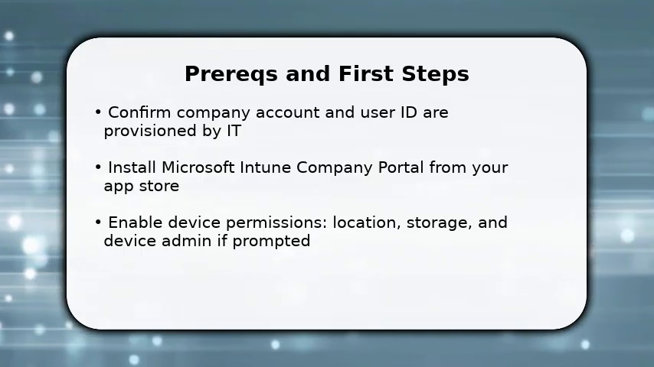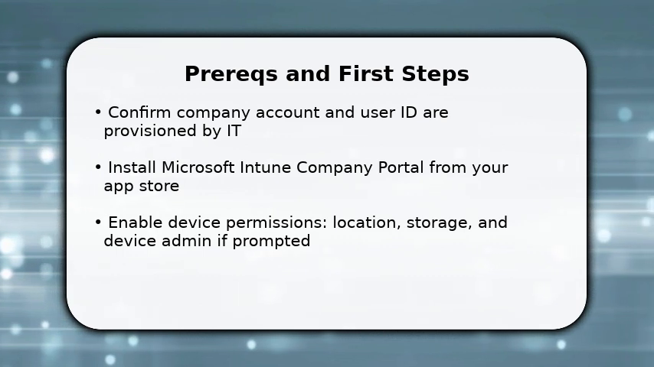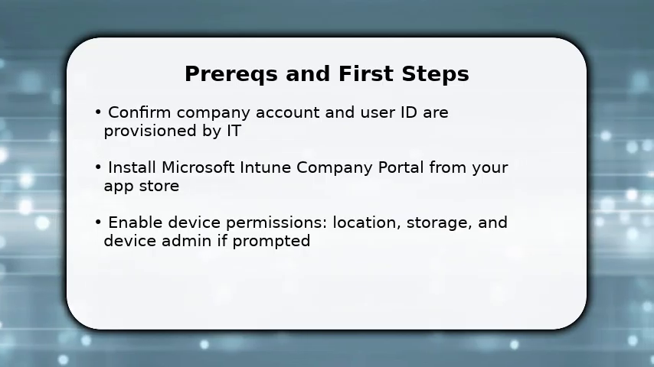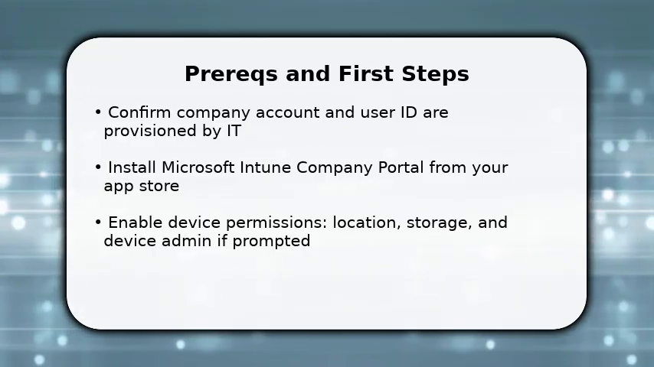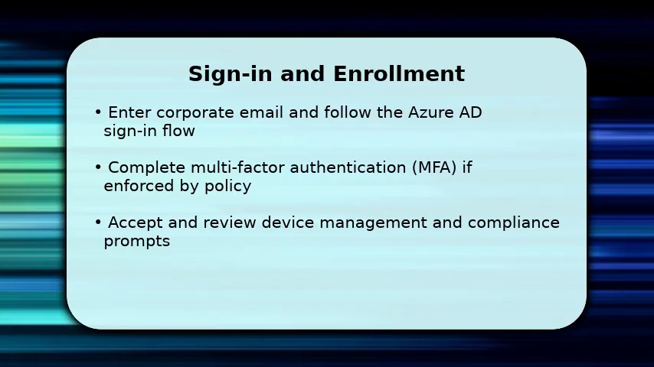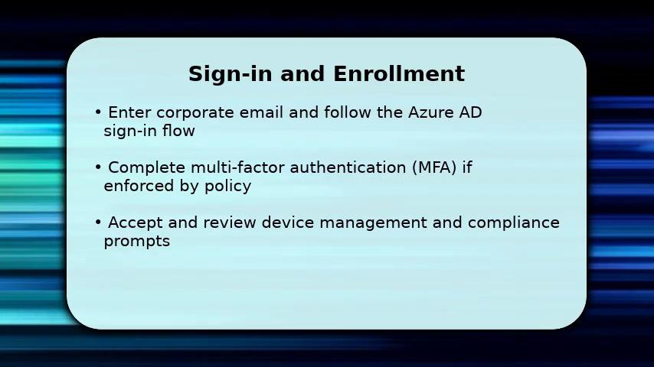Use your work email and password. If multi-factor is required, complete that prompt to continue. Once you enter your corporate email, the app redirects to your organization's Azure Active Directory sign-in page. Enter your password and any single sign-on credentials. If multi-factor authentication is enabled, respond to the push, SMS, or authenticator code. This verifies your identity and reduces account risk.